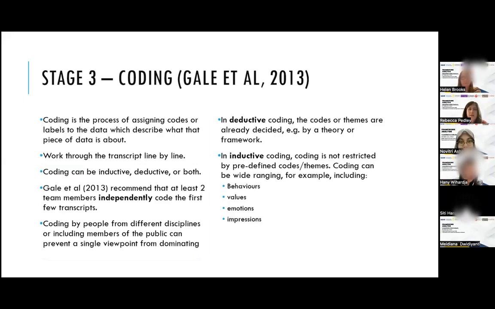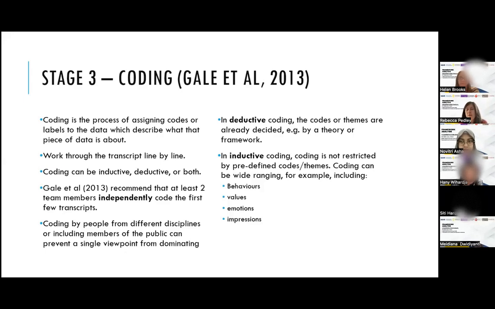Stage 3 is coding. Coding is the process of assigning codes or labels to the data to describe what that piece of data is about. So you're working through the transcript line by line. And in Framework, you're not restricted to one type of coding. It can be inductive or deductive or both. And for people who are not so familiar with that, deductive coding is where you've predetermined your codes or your themes already by a theory or a framework.